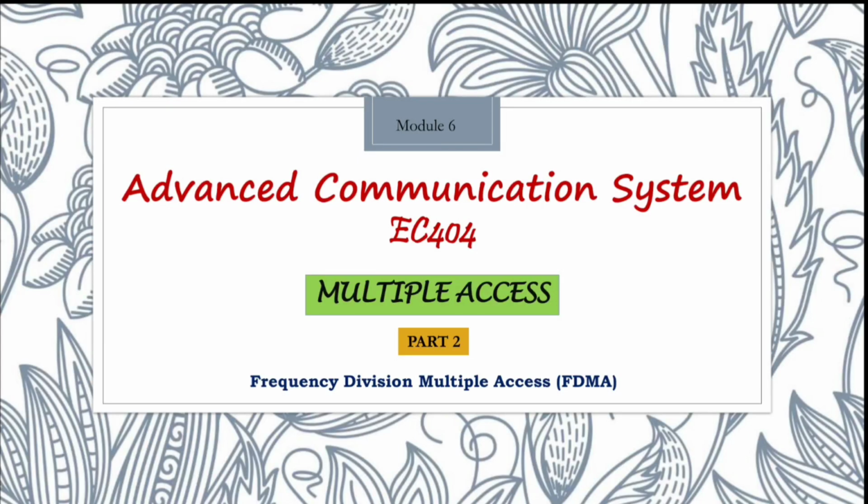Today I'm going to discuss one of the multiple access techniques, frequency division multiple access, FDMA. Previously we discussed the introduction part of multiple access. We already said that the major wireless communication multiple access techniques are FDMA, TDMA, CDMA, and so on. Today we are going to discuss FDMA, and in later sections we will discuss the other multiple access techniques also. So now we can go to the video.